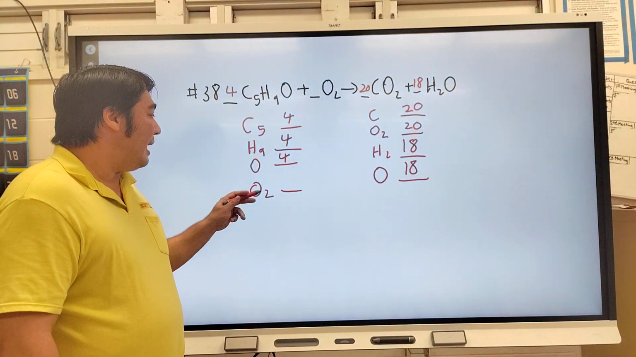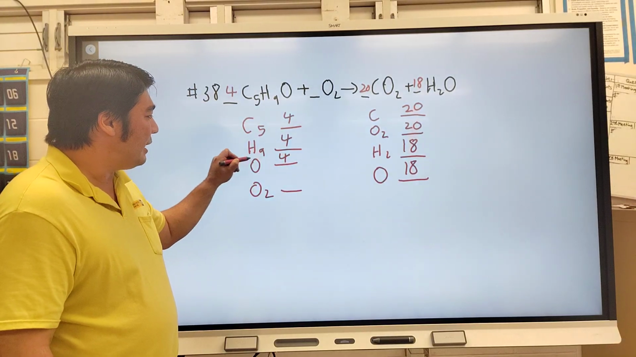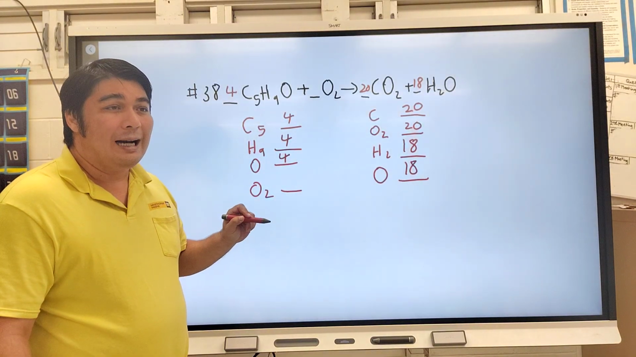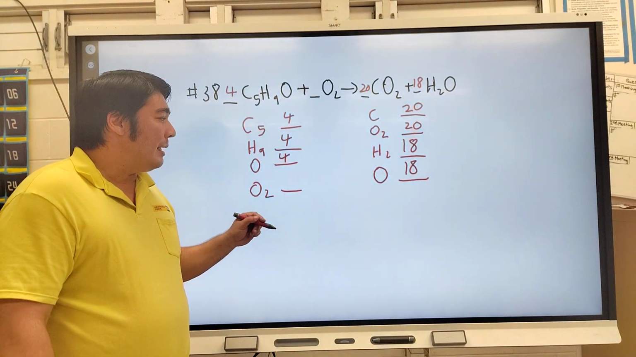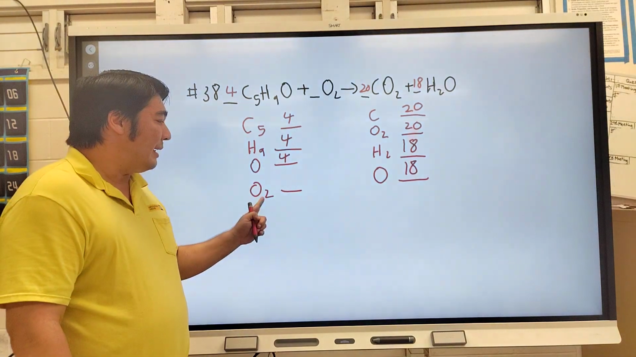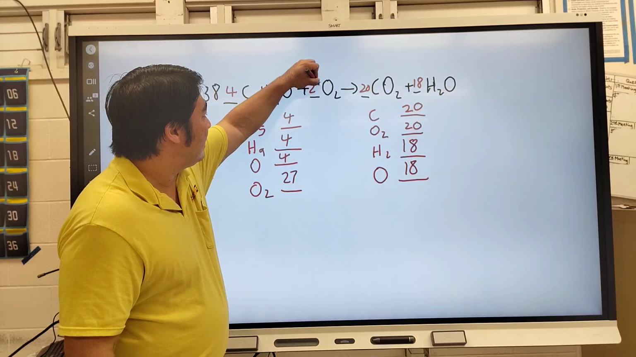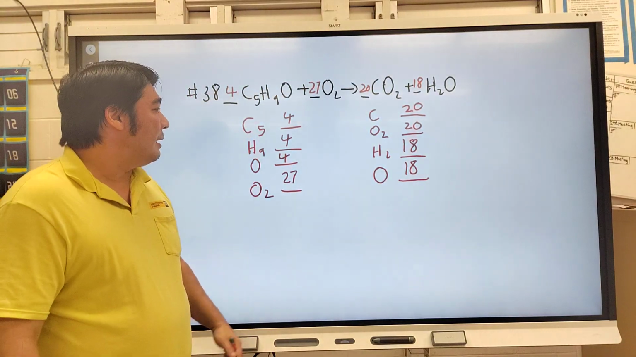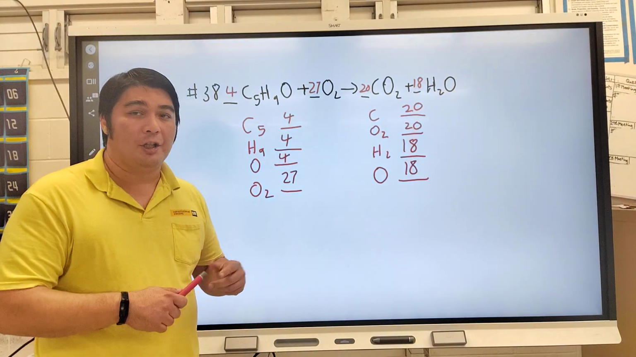So the last thing I have to do is say, I've got 58 on this side, I've got 4 over here, so therefore I need to subtract that to find out how many pairs I need over here. And so I've got 58 minus 4 is 54, and so we divide that by 2 to get 27, and therefore this is the balanced form of this reaction.